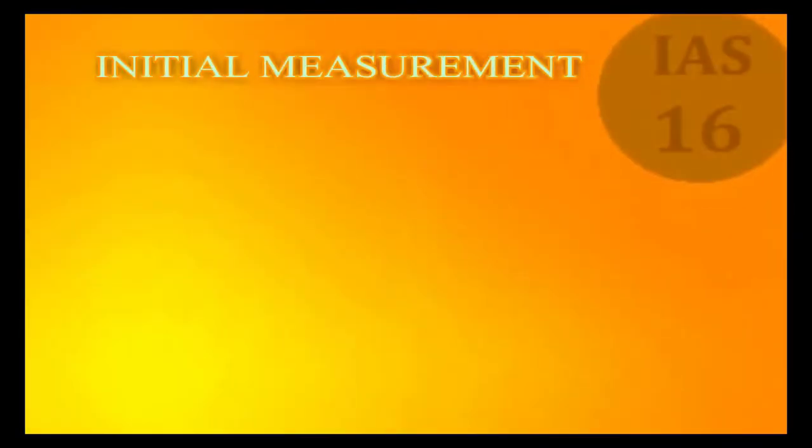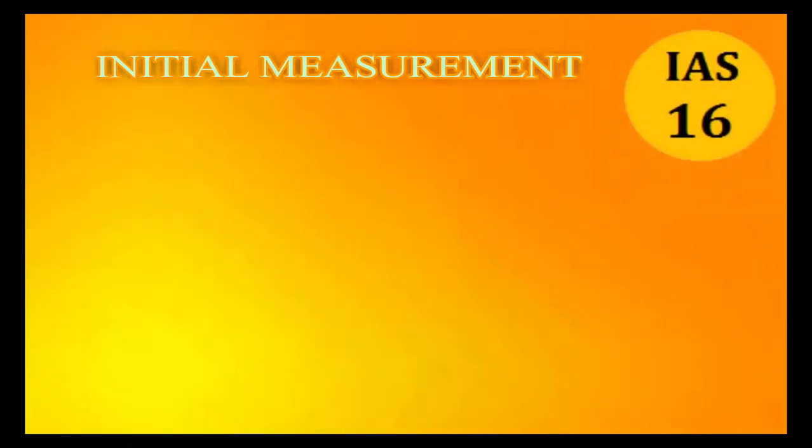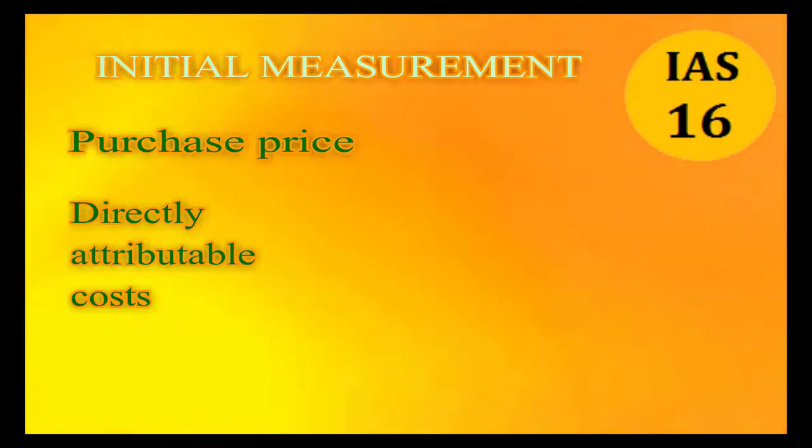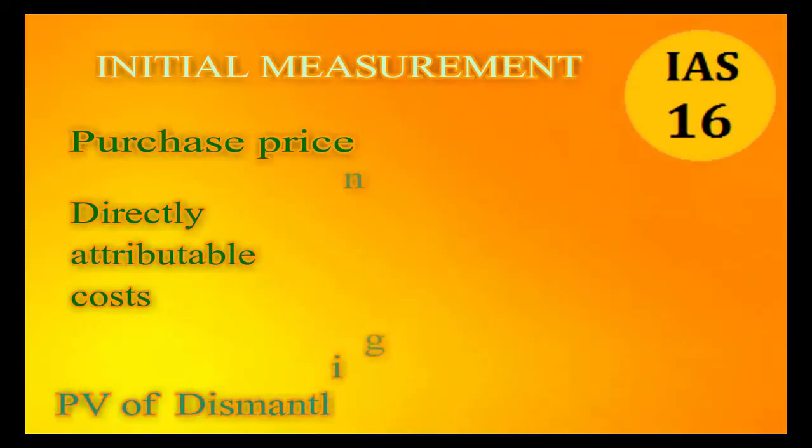Once recognized as an asset, items should initially be measured at cost. The cost includes the purchase price, less trade discount or rebate, directly attributable costs of bringing the asset to working condition for intended use, and finally initial estimate of the costs of dismantling and removing the item and restoring the site on which it is located.